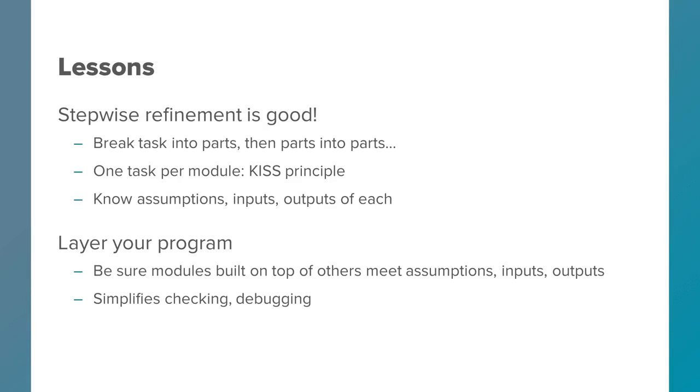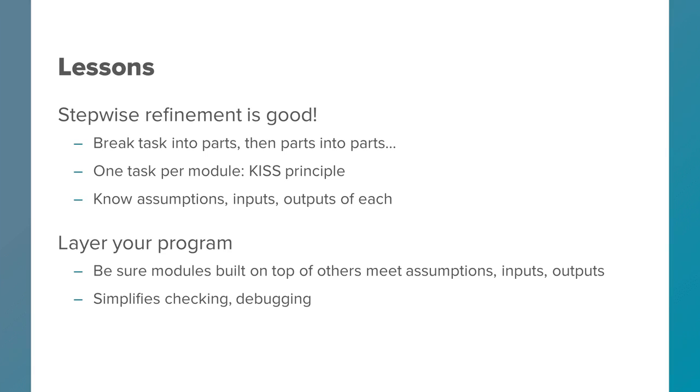This brings up a couple of lessons. The first one is top-down programming, otherwise known more formally as stepwise refinement, is good. You break the task into parts, break the parts into parts, break the parts into more parts, and so forth. Ultimately, each module should carry out exactly one task. This is high cohesion. This is the KISS principle, or economy of mechanism, that we referred to earlier. For each module, you know the inputs and the outputs, and you know the assumptions that it's going to make. This leads to a layering process.